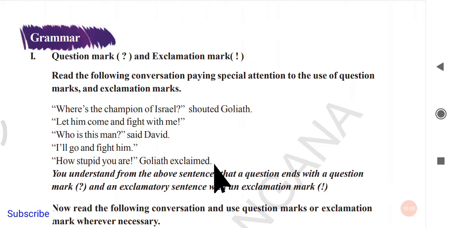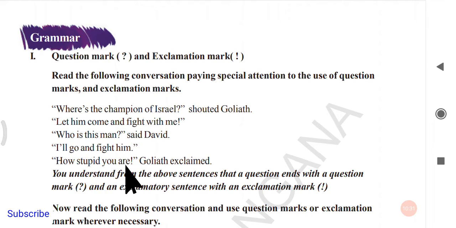Goliath exclaimed. Here this is the question, and we have a question mark. Next, we have "let him come and fight with me." That is just like shouting or ordering, so that is an exclamation mark. You all know what an exclamation mark is, right? In Telugu, we call it Acharyaardhakamu. Next, "Who is this man?" That is a question again.